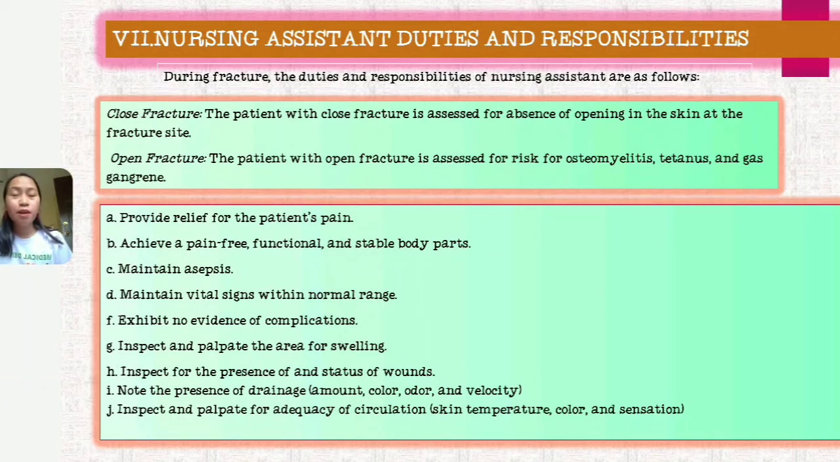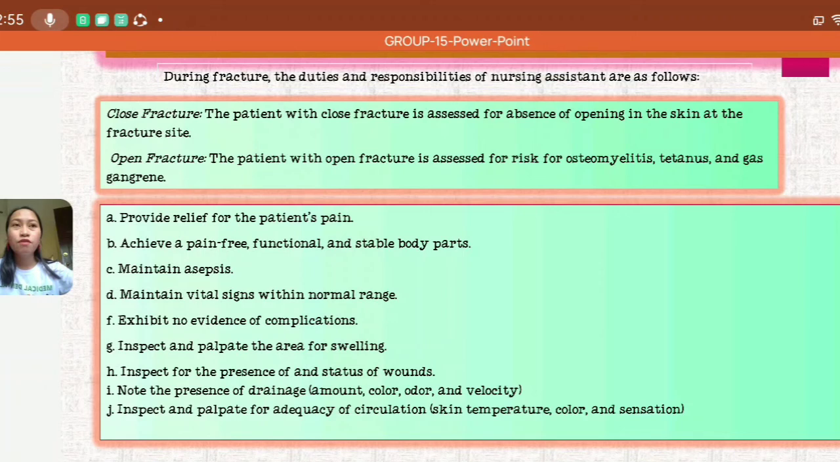Next is open fracture. An open fracture is when there is an open wound or break in the skin, and it is more prone to bacteria from dirt and infections. A patient with open fracture is assessed for the risk of osteomyelitis, tetanus, and gas gangrene. So what is osteomyelitis? Osteomyelitis, or OM, is an infection of the bone. Symptoms may include redness over the bone, fever, and weakness.